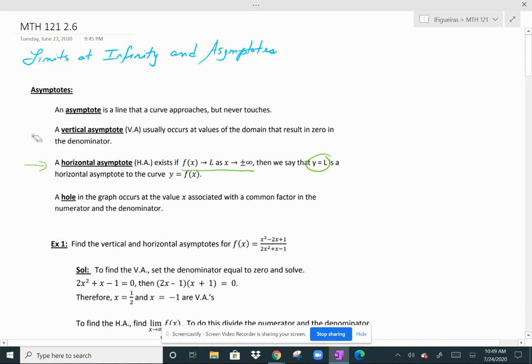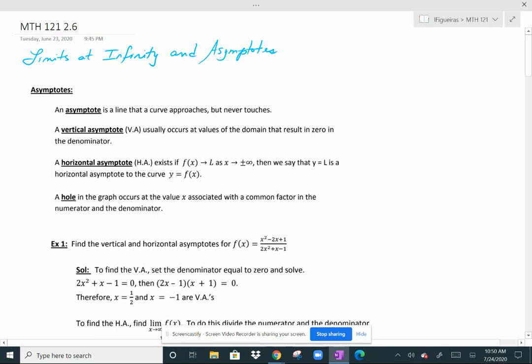So not all functions have asymptotes. Not all functions will have both vertical and horizontal asymptotes. We also have a scenario where you have something called a hole in the graph of a function, and that occurs at values of x where there's a common factor in the numerator and denominator of a rational function.